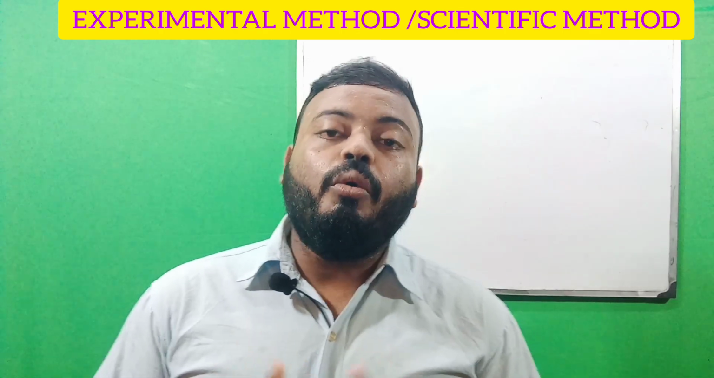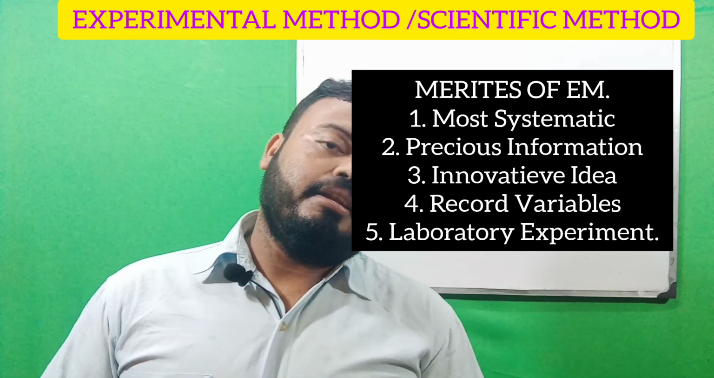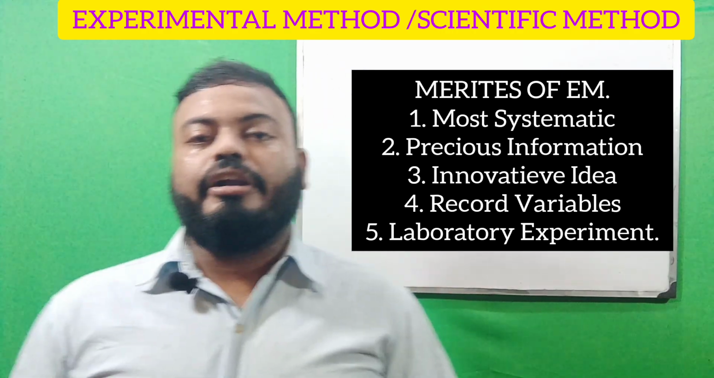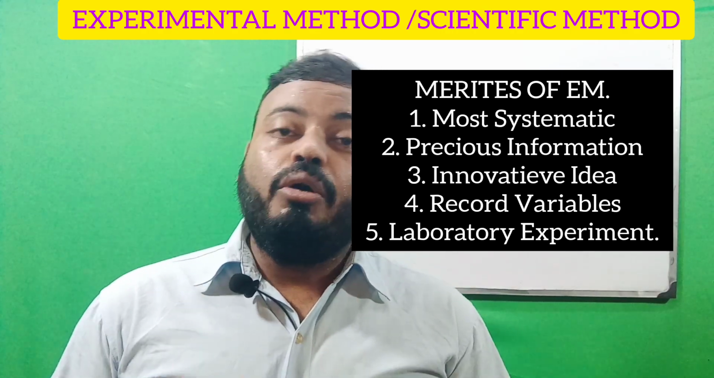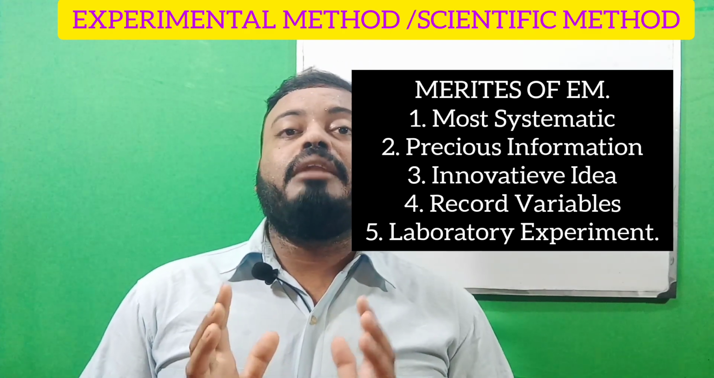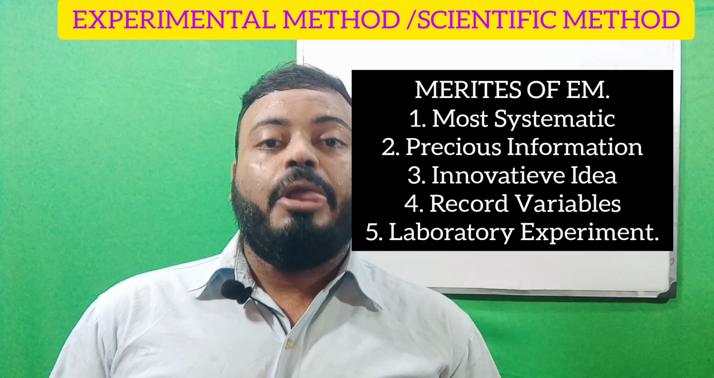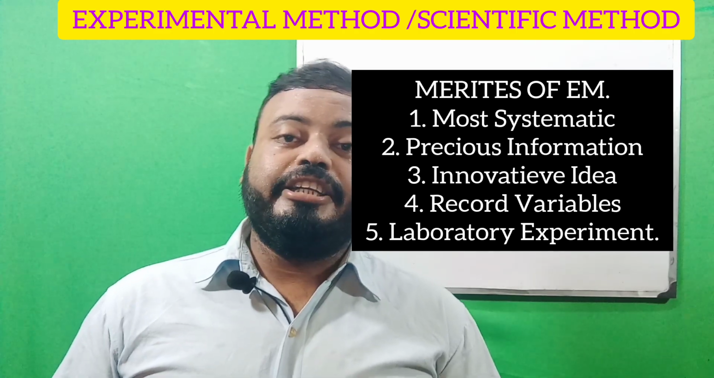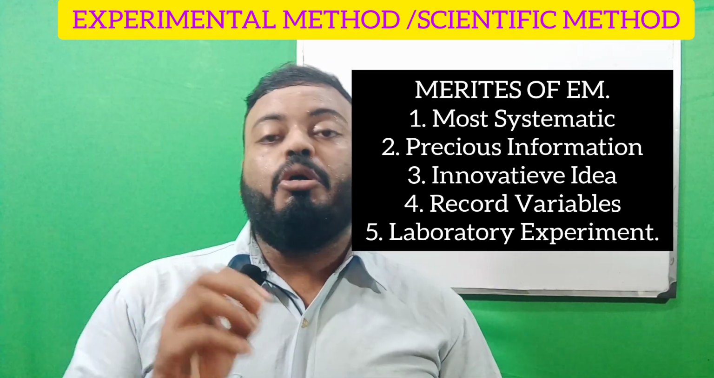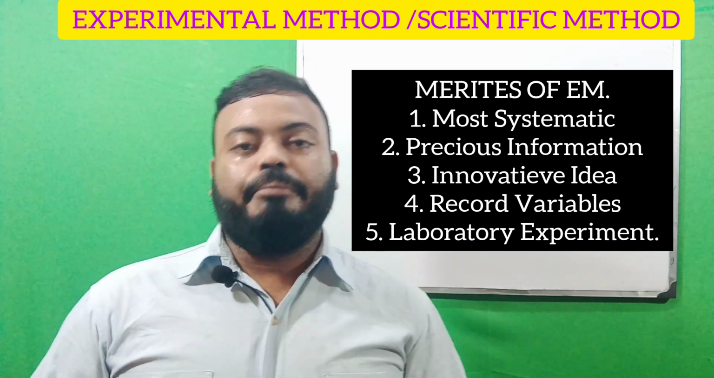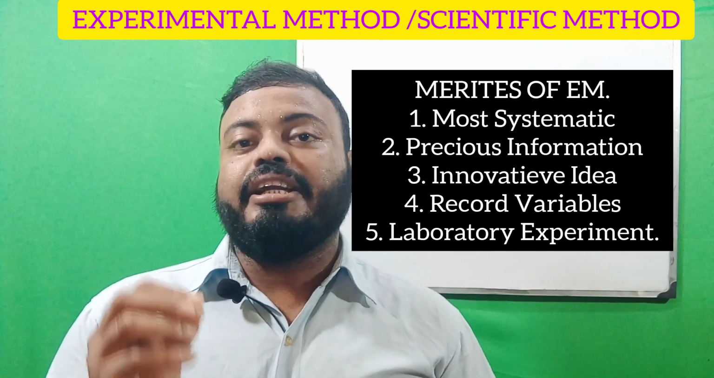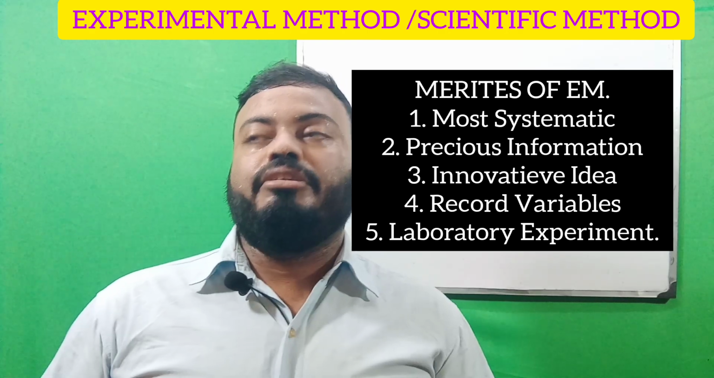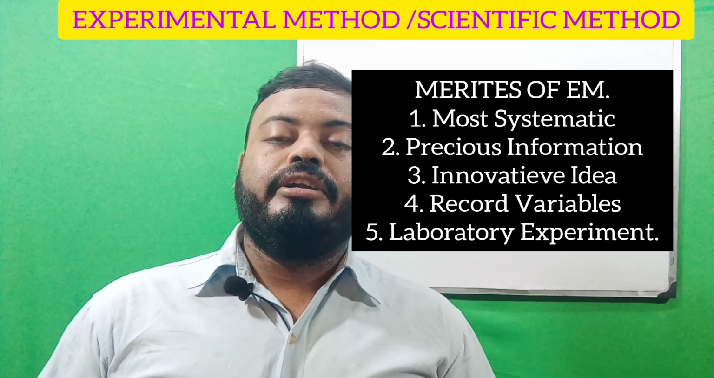Now we know about the merits of the experimental method. Let's explain. The first merit of the experimental method is that it is the most systematic. We know the experimental method is basically a scientific method, and a scientific method is always based on a system. So its first merit is the most systematic process in this experimental method. Most systematic procedures occur in his research work. So it is an important merit for research.